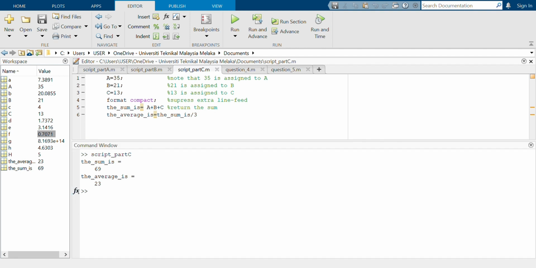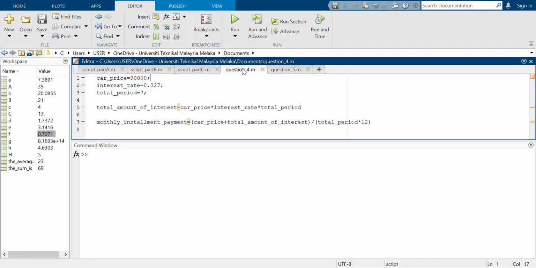So for question number 4, the question given in the lab asks us to find the total amount of interest and monthly installment payment, where the car price is 90,000, the interest rate is 0.027, and the total period of the interest is 7 years. So total amount of interest equals car price times interest rate times total period, and we'll get the total amount of interest.